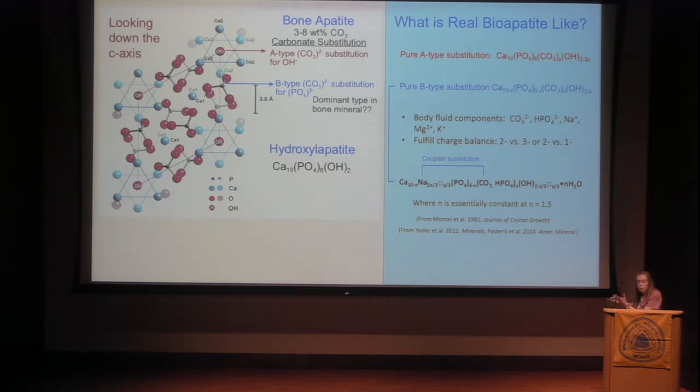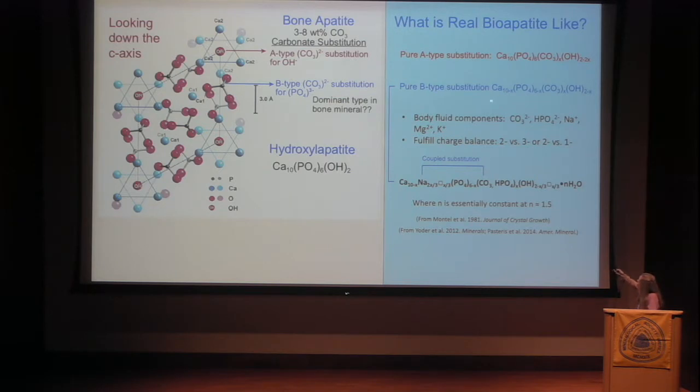So I've told you what bioapatite is not. What is it? Well, I said it wasn't hydroxyl apatite. So let's begin here with this hydroxyl apatite structural diagram to show you that bioapatite is indeed a spin-off of hydroxyl apatite. Talking about this 3 to 8 weight% carbonate substitution, A-type substitution of carbonate for hydroxyl in the anion channels here, and B-type carbonate substitution for phosphate, replacing the phosphate tetrahedra. And so if you put that in the form of a formula, the pure A-type substitution would be represented like this.